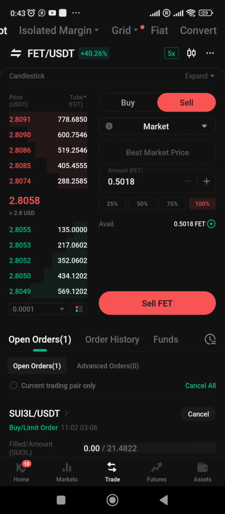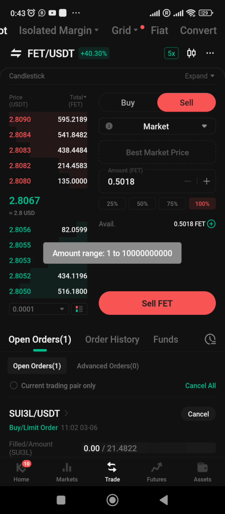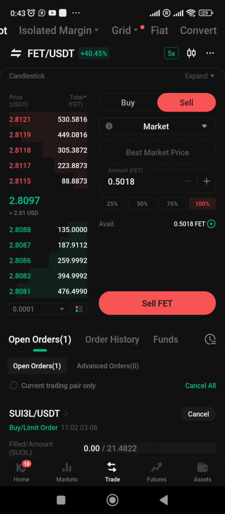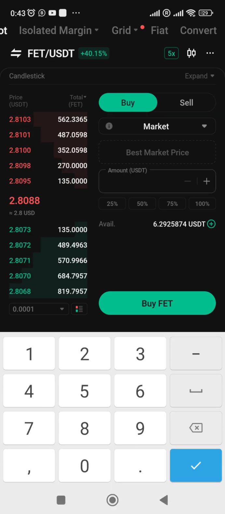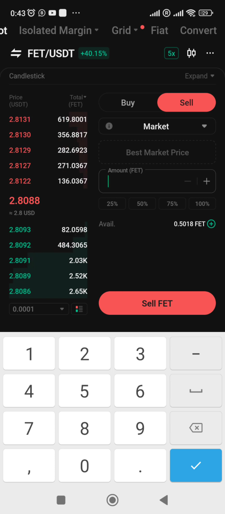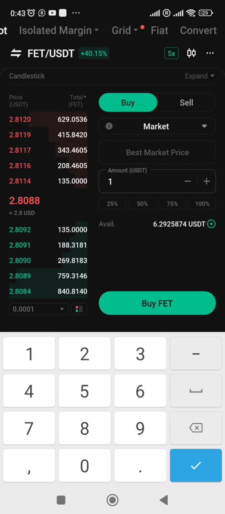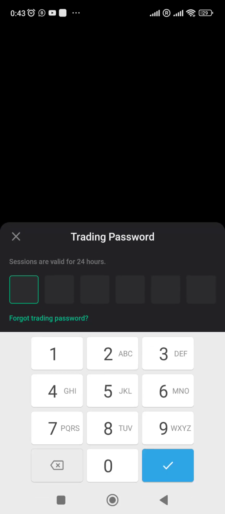So I sell 100%. It says I cannot sell because I don't have up to 1 FET. I have 0.5 FET. So I'll buy another 0.5. I can just buy. Most times in this kind of situation, it looks like, okay, maybe 1 would do, even though I know already that 1 would not do, but I might just buy 1 USDT.